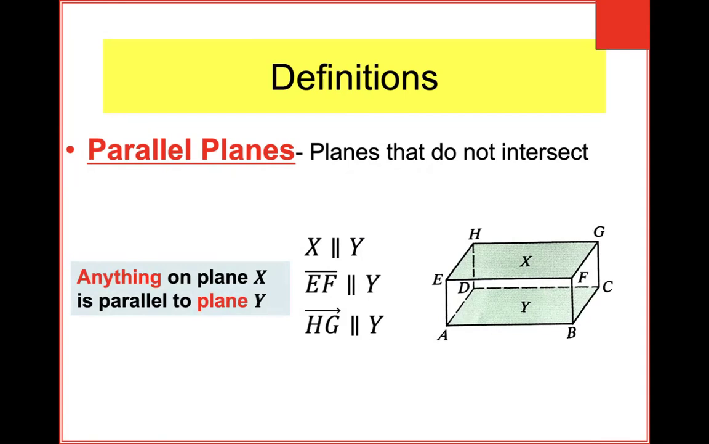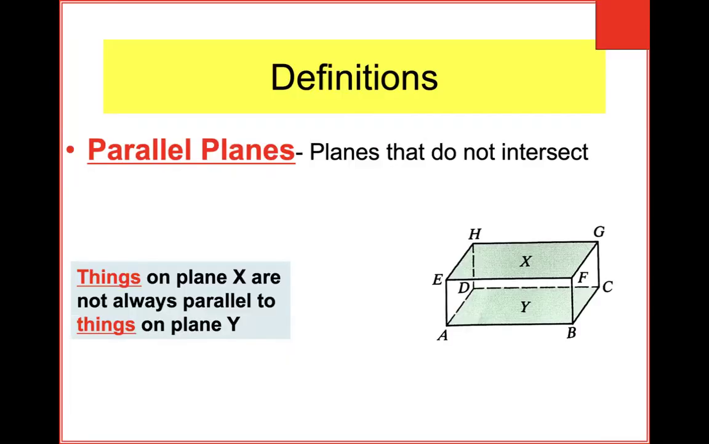Now, notice what I'm not saying. I'm not saying a line on X would be parallel to a line on Y. I'm just saying that anything on X would be parallel to plane Y. If that didn't make sense, once again, play the video again. All right, there's a but here. The things on X aren't always parallel to the things on Y. They could be skew. They could be parallel, but they're just not always parallel. So for instance, EH is skew to AB. EH is on plane X, AB is on plane Y, and they're not parallel, they're skew.